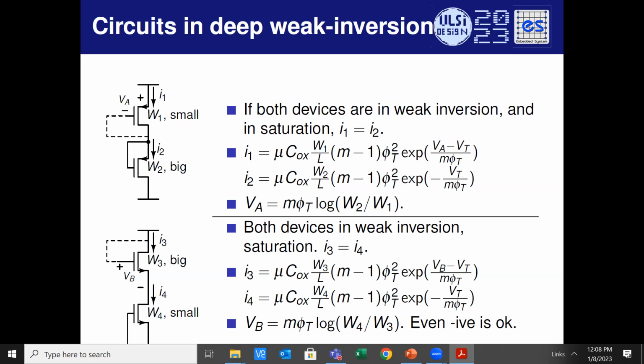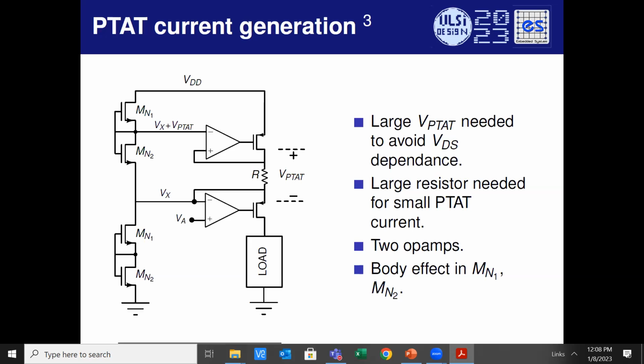All right. So instead of using difference of VBE, can we use one of these PTATs? Right? There is no calibration required. This is straightforward ratio of two widths. It turns out that this is a pretty clean PTAT voltage. I'll show you in the next couple of slides.